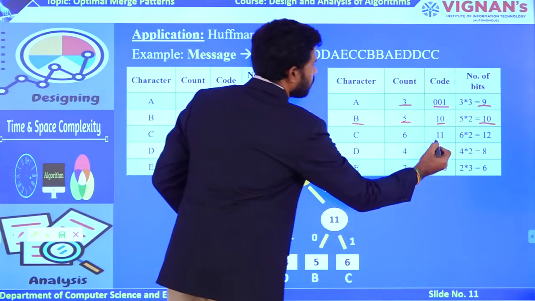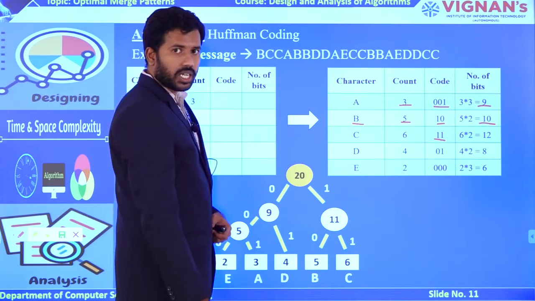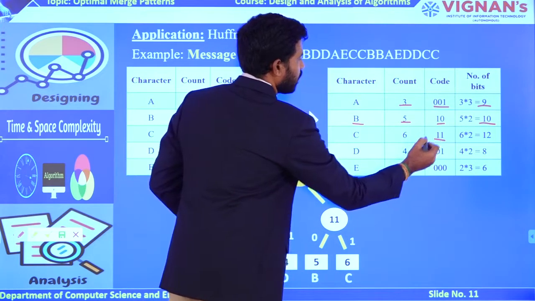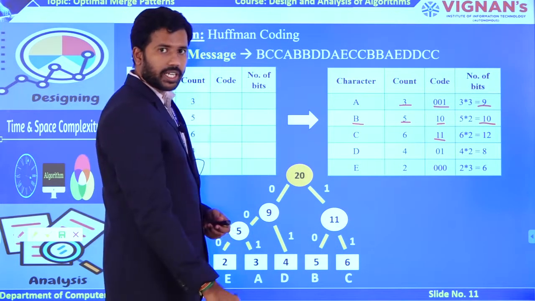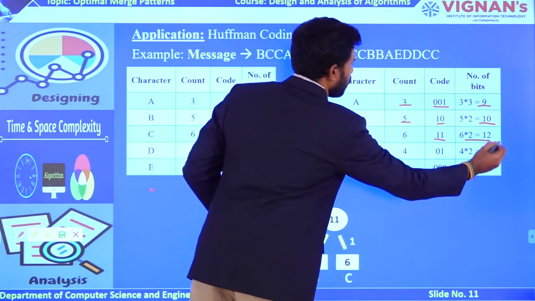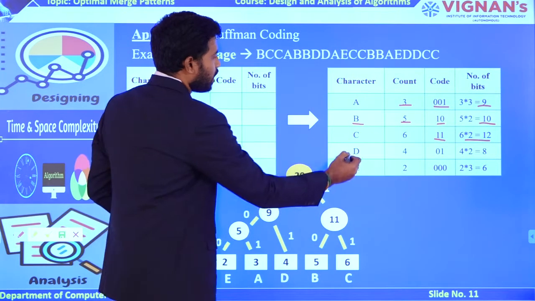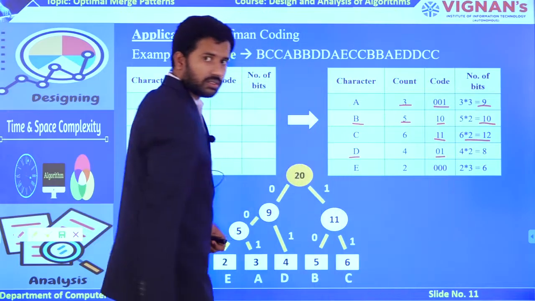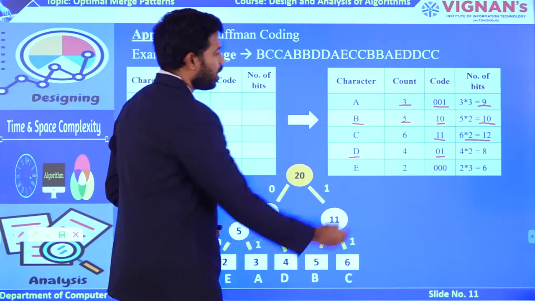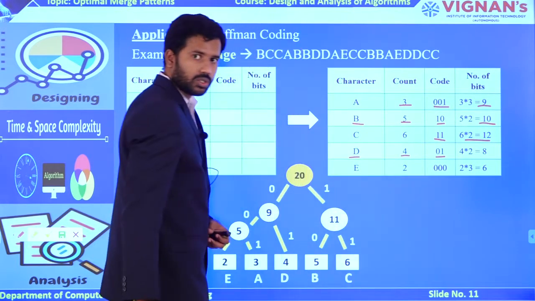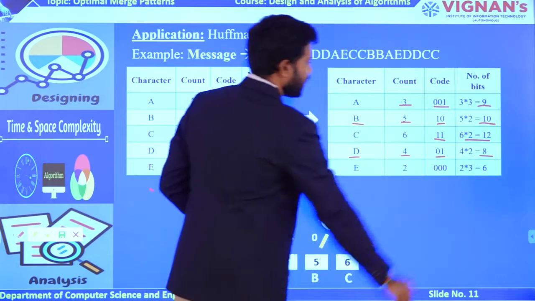So what is the code for C? 1, 1. What is the size of 1, 1? 2 bits. How many times is C repeating? 6 times. 6 into 2 is 12. What is the code for D? 0, 1, which is having 2 bits. How many times is D repeating? 4 times. So 4 into 2 gives 8.